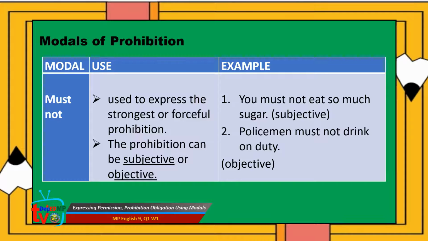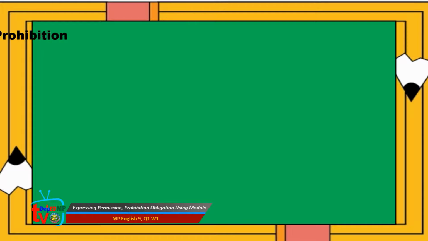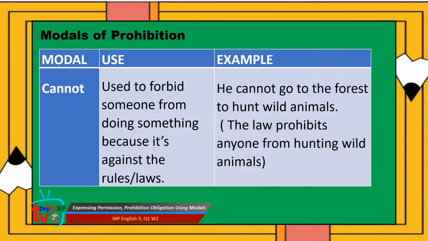You must not eat so much sugar. Eating so much sugar is not against any law, but if your mother tells you this, it's simply because she knows that too much sugar is bad for you. Number 2, policemen must not drink on duty. Policemen must not drink on duty is objective because the law prohibits policemen from drinking in public places or when they are in uniform.